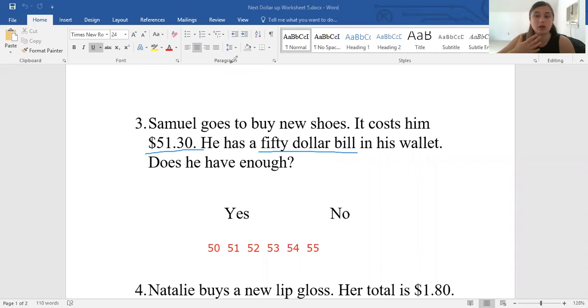So you're trying to create more advocacy for themselves and being able to do what they need on their own. So the total is $51.30, so it's right around here. And Samuel has a $50 bill in his wallet. Does he have enough? So even though it's small, we're going to look here and the total is further down the number line than what we have, therefore bigger. So Samuel does not have enough money to make that purchase.